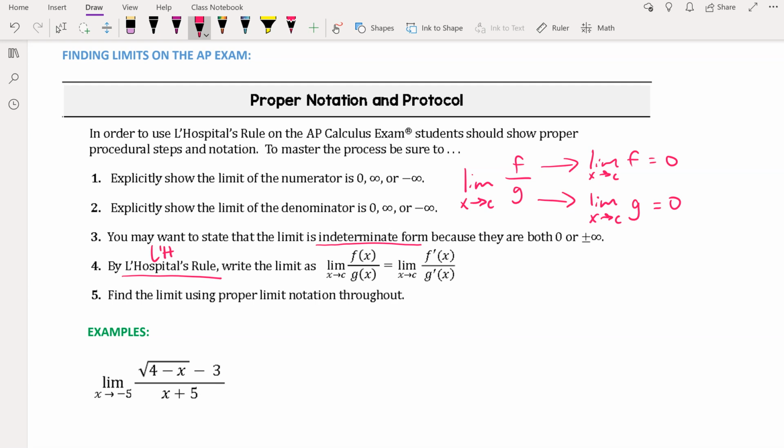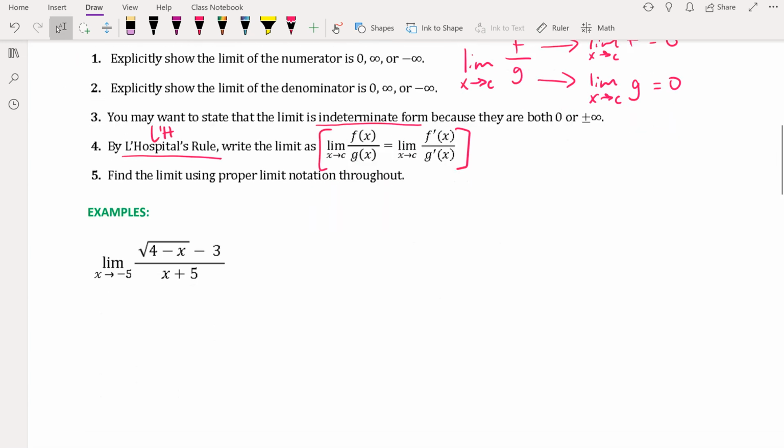All right. And then we can write the new limit. We can say, this old limit that we were trying to solve is actually this new limit where we have the derivative with respect to x on top and the derivative with respect to x on bottom. Not to be confused with the quotient rule. This is not a quotient rule. It's just the derivative of the top over the derivative of the bottom function. Finally, you solve the limit. Instead of the first one that gives us indeterminate form, you solve the limit of the derivatives. Okay, so now let's do an example of this.